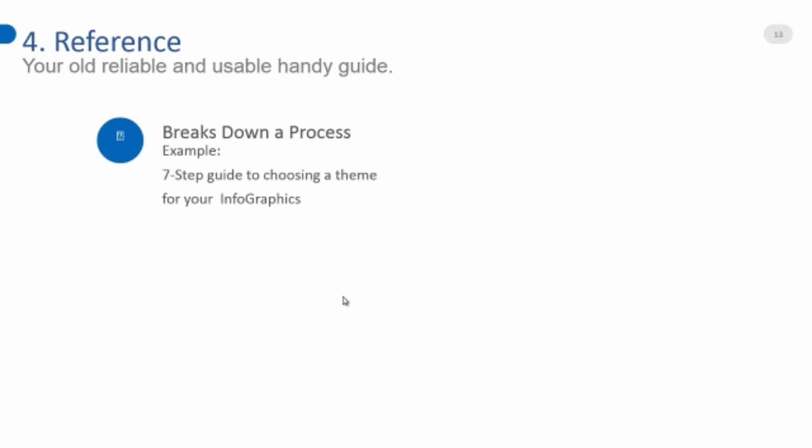The fourth one is reference. Your old, reliable, and usable handy guide. With a reference, you can break down a process, for example, 7 steps or 7 guides to choosing the theme for your infographic, or 10 steps to creating maybe a flowchart infographic. So it breaks down a very complex process.